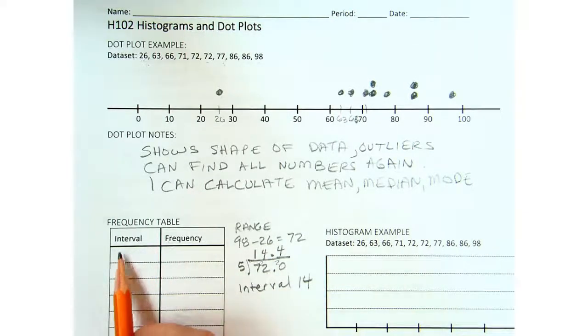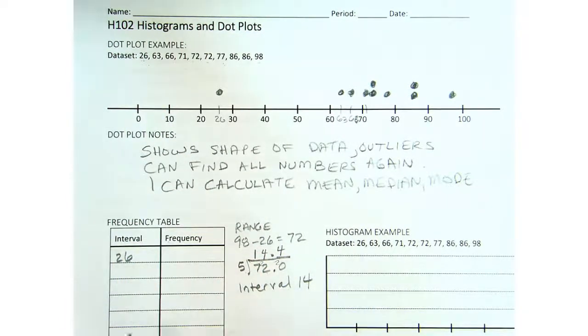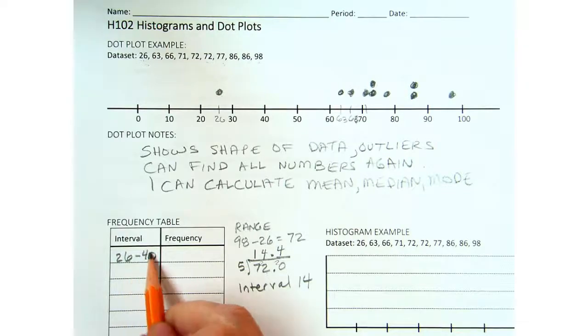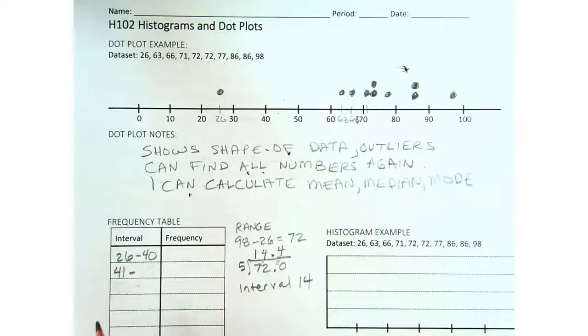To use the interval, start with the first number and add 14. 26 plus 14 is 40. Go up one number. 41 plus 14 is 55. Go up one number. 56 plus 14 is 70. Go up one, add 14, 71 to 85. 86 plus 14 is 100. We now have 5 intervals. A good rule of thumb is to have 5 or 6 intervals in your frequency table and therefore in your histogram.